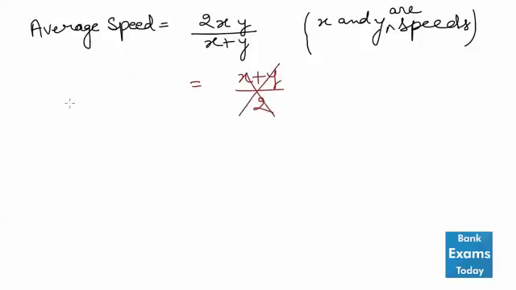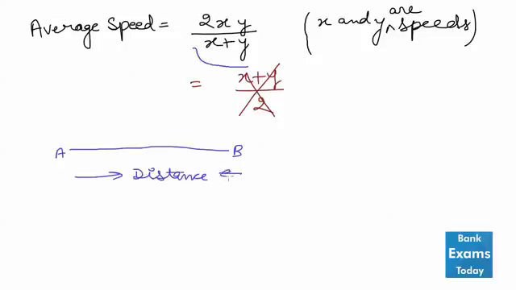Okay, so we can derive the formula of 2xy over x plus y. So let's see. There is a distance between A and B. A and B are two cities. A person goes from city A to city B via car at a speed of x kilometer per hour, and he comes back via bus at a speed of y kilometer per hour. So what is the average speed?